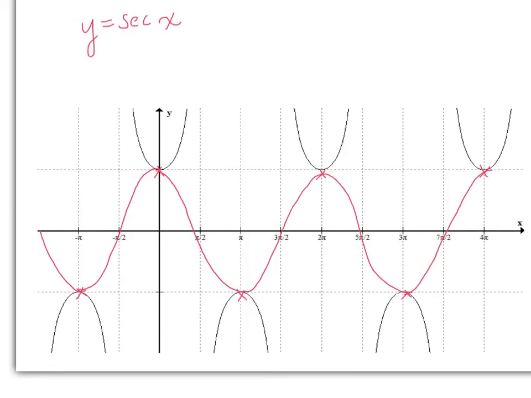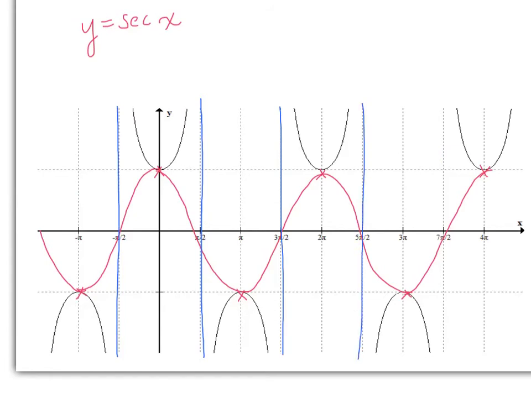You should also notice that the asymptotes on this graph occur in those locations where cosine is 0. Because if secant is 1 over cosine, then anytime cosine is 0, we end up with 1 over 0, which is where we get an asymptote.